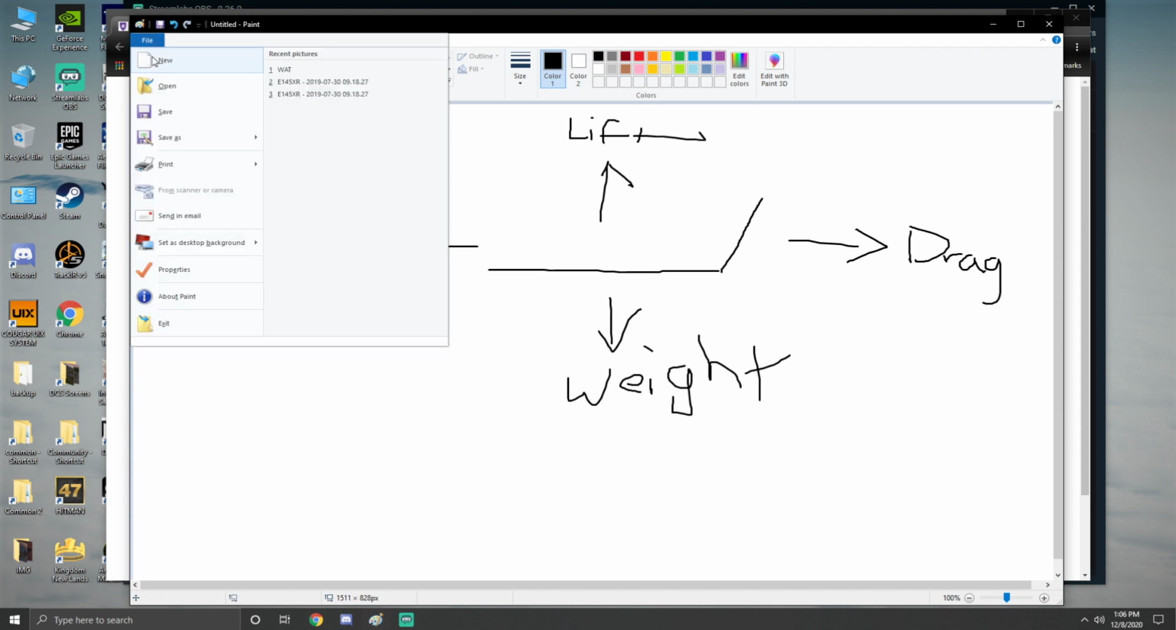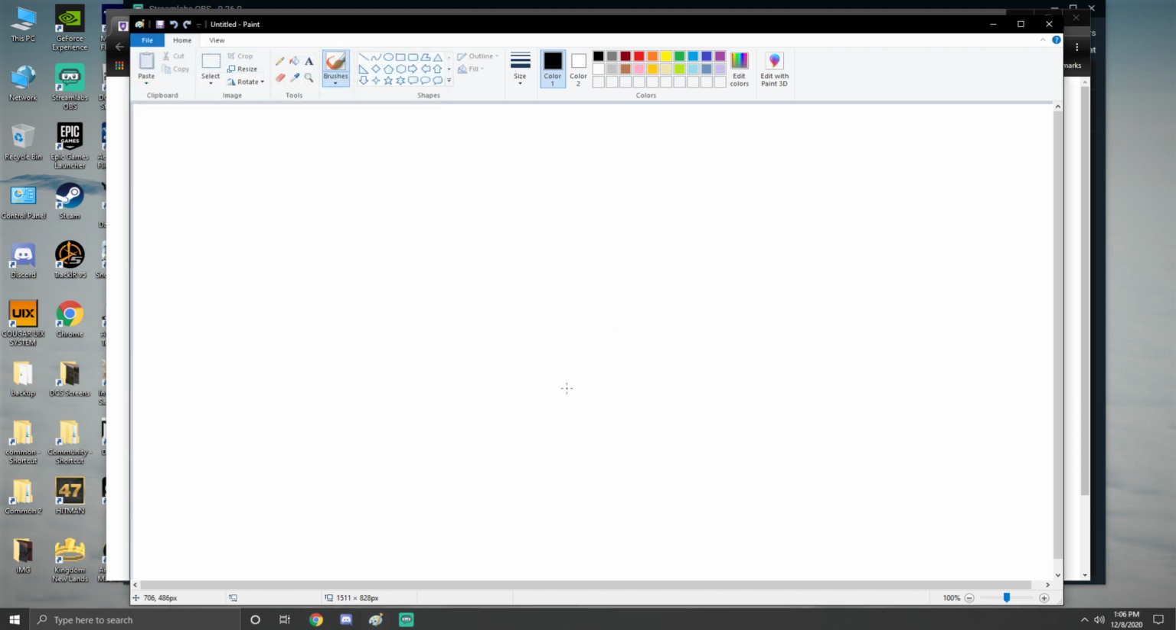Let me get a new one here. So the primary thing that we're working with is called an airfoil, which I'm sure that all you guys are familiar with, and it looks something like this. Again, pardon the drawing skills. The upper surface and the lower surface.